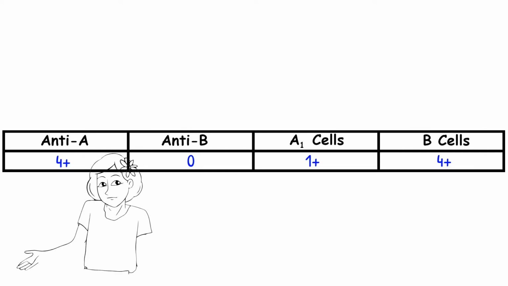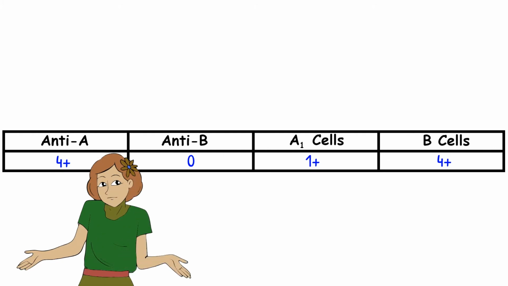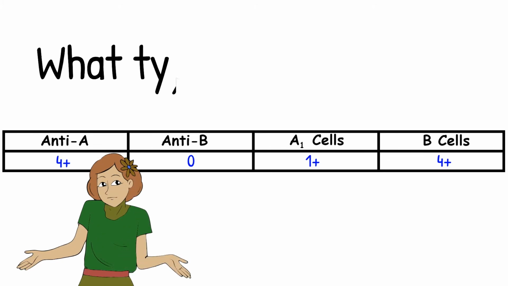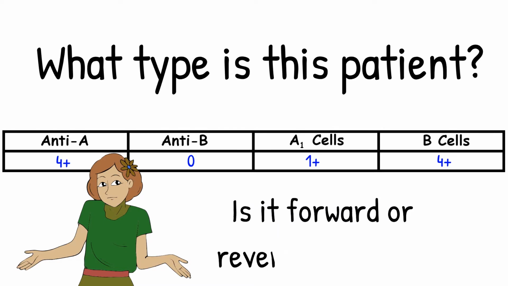Second problem. Again, take a look at these reactions. What do you think the patient blood type is? And what would you do to solve the ABO discrepancy? You can pause the video if you need more time.